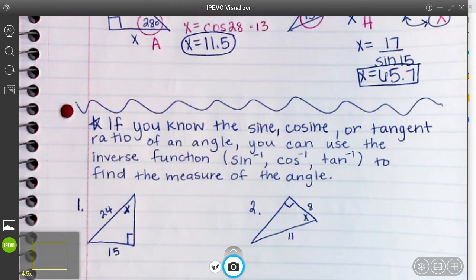Go ahead and draw out those 2 examples. So what we wrote down: if you know the sine, cosine, or tangent ratio of an angle, you can use the inverse function, which in the parentheses looks like sine to the -1, cosine to the -1, tan to the -1, to find the measure of the angle. So when we're trying to find an angle, instead of hitting sine on Desmos, you're going to hit the inverse of sine. You should see those buttons in the function part of the keypad. I'll show you as we do these examples.